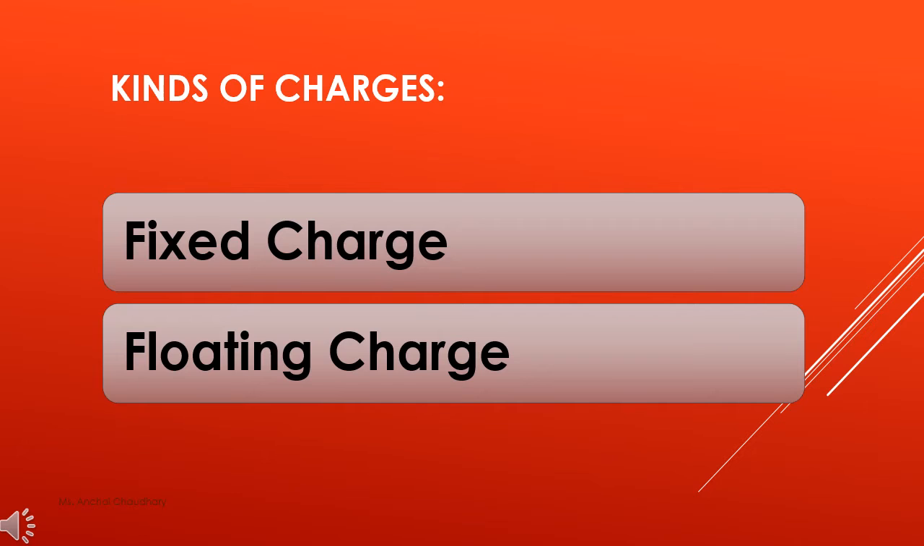And next is floating charge. It covers the floating and circulating nature of properties of a company, like sundry debtors, stock in trade, etc. So the nature of the property charged may change from time to time. It can be different property, and it will change from time to time. There is nothing fixed in this kind of charge.